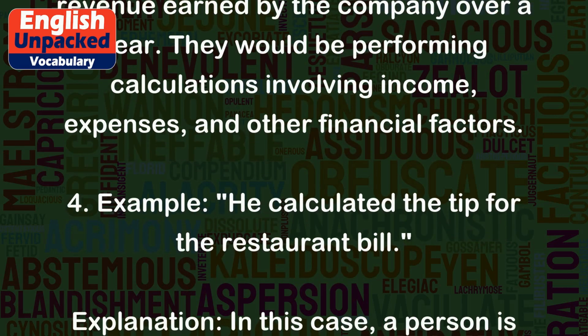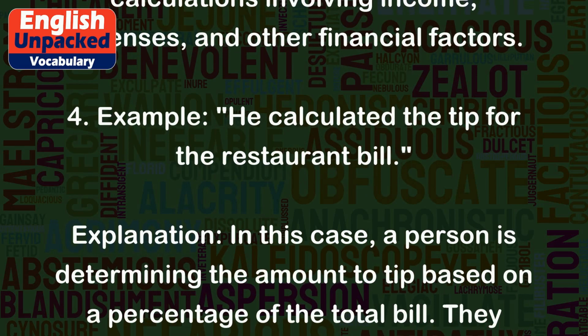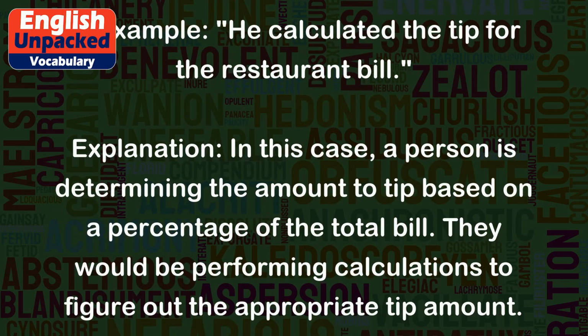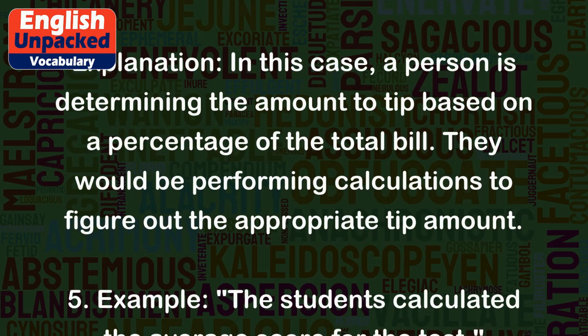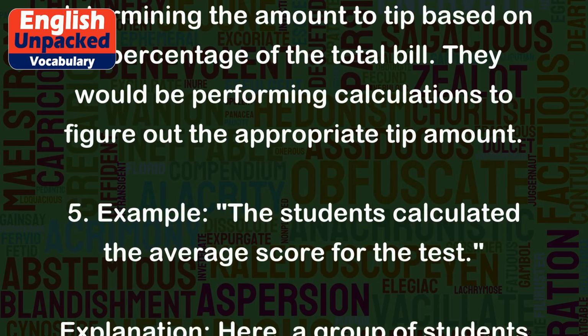4. Example: he calculated the tip for the restaurant bill. Explanation: in this case, a person is determining the amount to tip based on a percentage of the total bill. They would be performing calculations to figure out the appropriate tip amount.